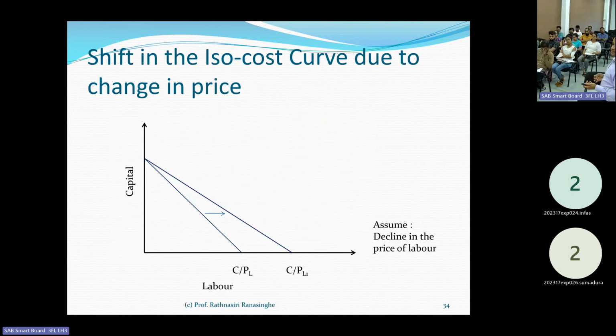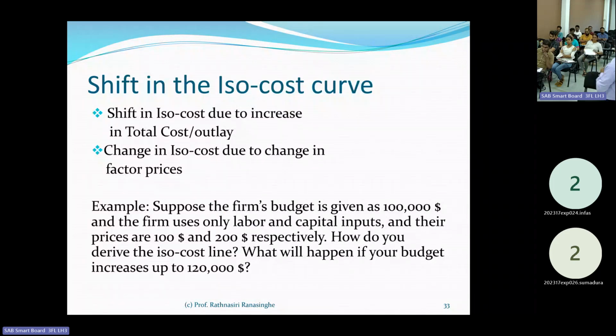Okay. Now here you have a small example. Can you go through it and give me the answer quickly? Suppose you are given the budget, the total outlay, equal to $100,000. The firm uses only labor and capital inputs, and their prices are $100 and $200 respectively. That means the wage rate is 100 and the interest rate is 200 in dollar terms. So how do you derive the isocost line based on this information?